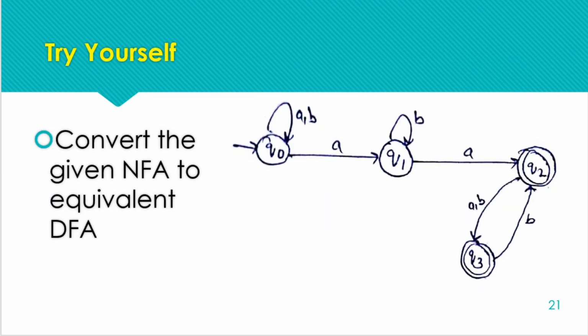Okay, so next, this is the assignment question for you. Convert this given NFA to an equivalent DFA. This is, we can say, a smaller question than the one we have already solved. So you have to perform the conversion of this given NFA to DFA on your own. Try this question. I will be providing you with the solution later on.